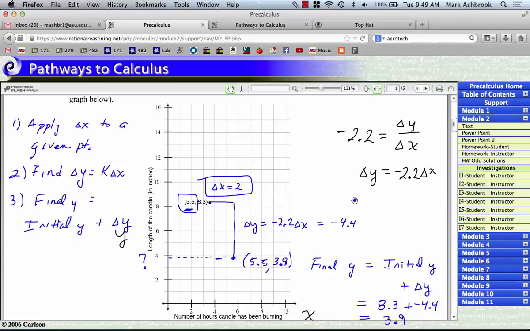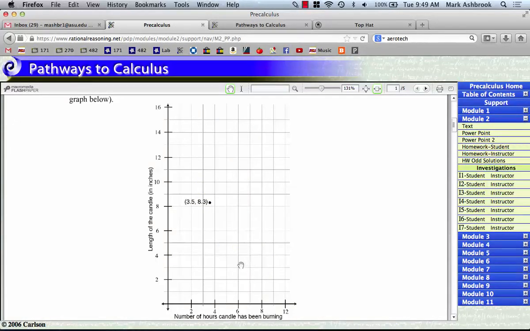Okay, so let's do it again, but this time, so here's that point we found, and we know that, so what was it, 5.5 and 3.9? We know that there's, how many time values and corresponding lengths of the candle are there? How many time and corresponding lengths are there? Infinite, right? Lots and lots. And all those taken together form? All those points form a line because the candle is decreasing in length with constant rate of change. So those are supposed to be in a line, okay?